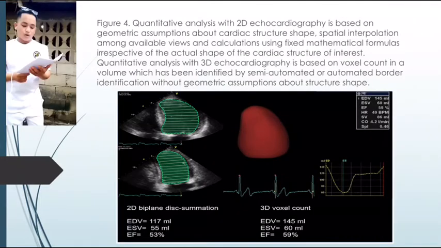Quantitative analysis with 2D echocardiography is based on geometric assumptions about cardiac structure shape, spatial interpolation among available views, and calculations using fixed mathematical formulas, irrespective of the actual shape of the cardiac structures of interest. Quantitative analysis with 3D echocardiography is based on voxel count in a volume which has been identified by semi-automated or automated border identification, without geometric assumptions about the structure's shape.